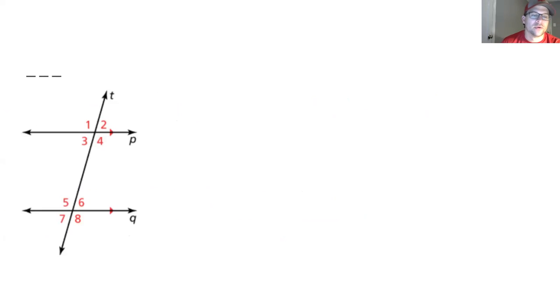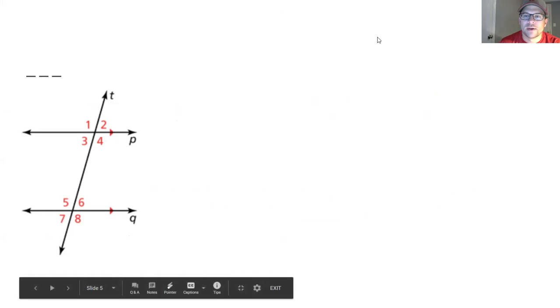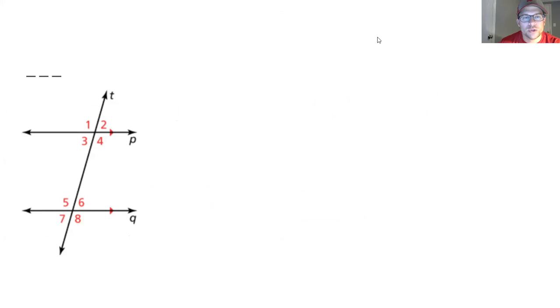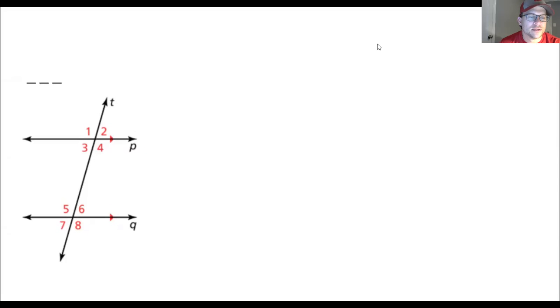So right here on this diagram, we have two parallel lines. P and Q are parallel. Notice the red arrows right here. Cut by a transversal T, and you have 8 different angles that are being created. Depending on which theorem you're going to look at first, let's go back to the corresponding angles. Corresponding angles are the ones that are facing the same direction, so angle 1 and angle 5 are corresponding. If these two lines are parallel, then they're going to be congruent.